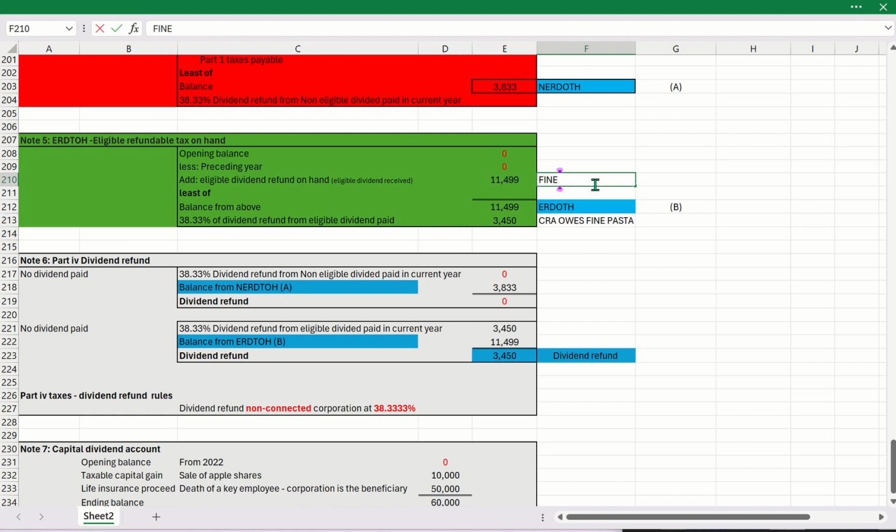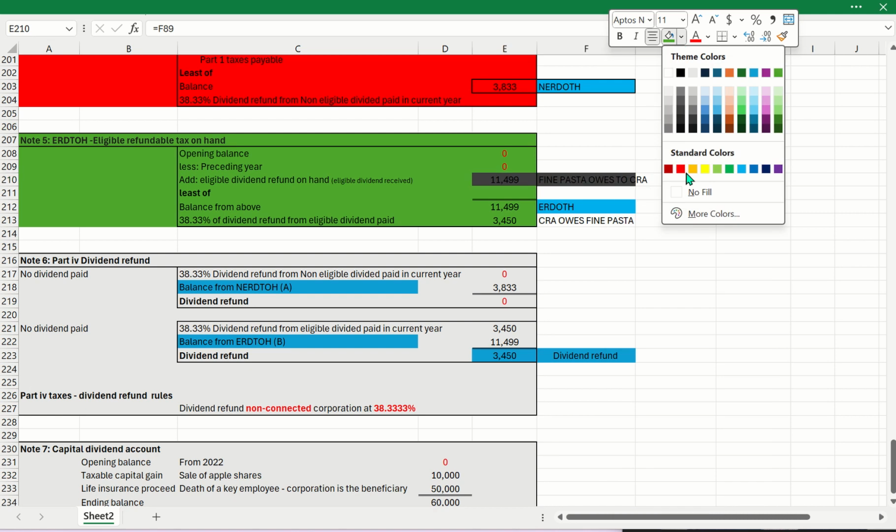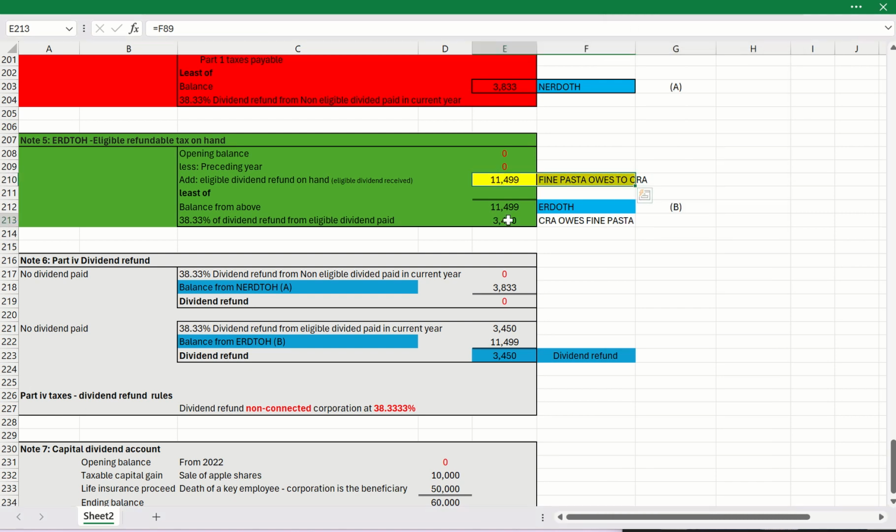Fine Pasta owes to CRA, and this is what the CRA owes to Fine Pasta. Okay, and then again, the lower of these two is the dividend refund.